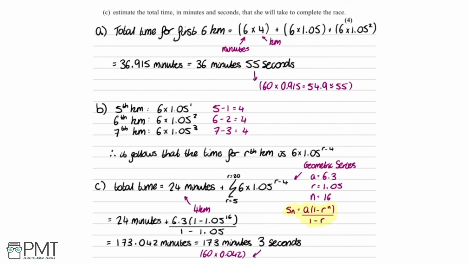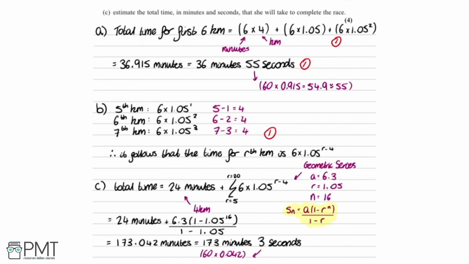So looking at the mark scheme, see where we get the marks. For part A, we get 1 mark for this line here and 1 mark for the correct answer. So for part B, we get 1 mark for all this working. Essentially, what we've got to show is that we're making the link between the rth kilometre and the index here. So that's what we're showing here.